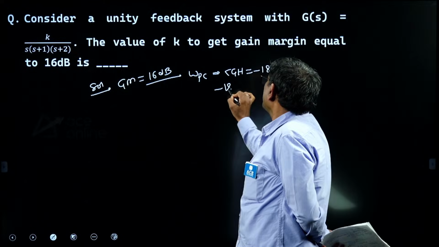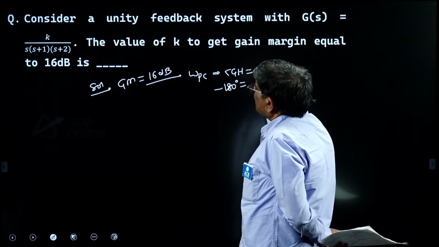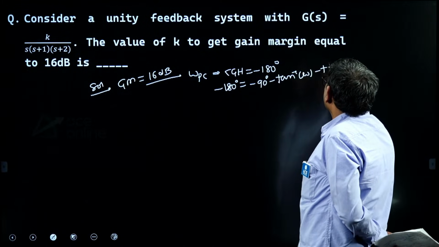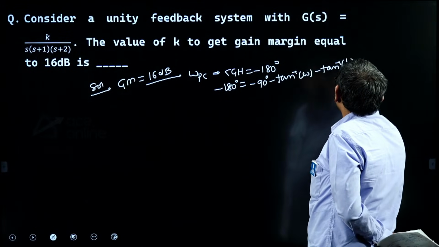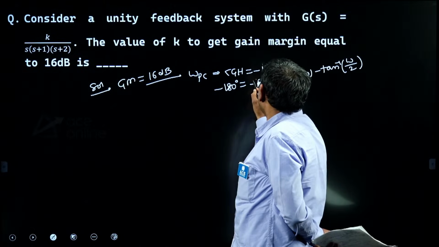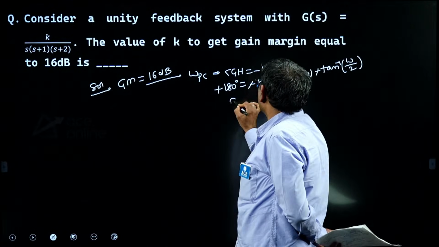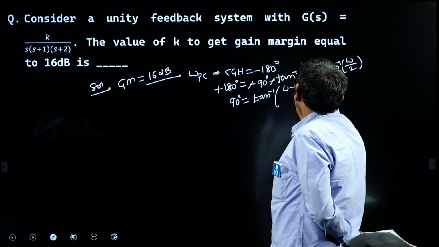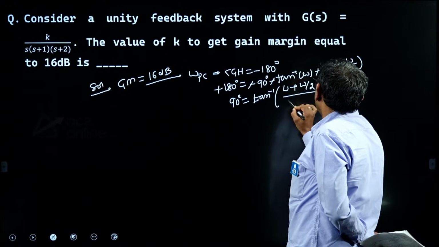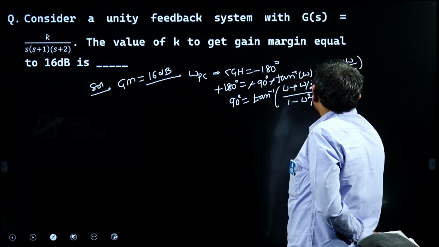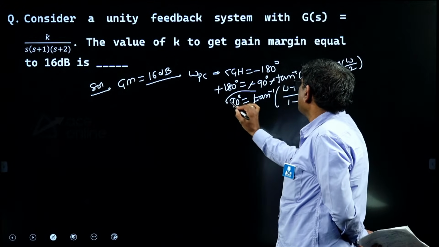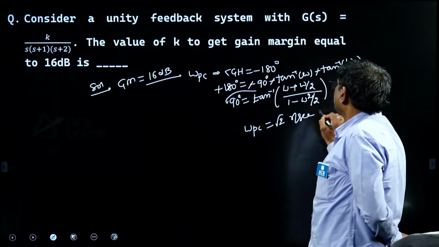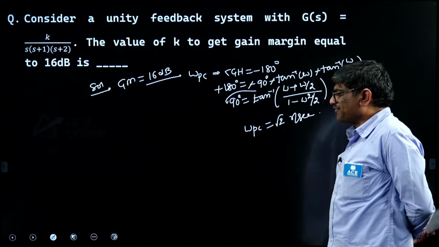So minus 180 equal to minus 90 minus tan inverse omega minus tan inverse omega by 2. Then all minus become plus. So 90 equal to tan inverse of (omega plus omega by 2) divided by (1 minus omega square by 2). That means the denominator is zero, infinity, and you will get omega PC is root 2. Then use the gain margin formula and get the answer.